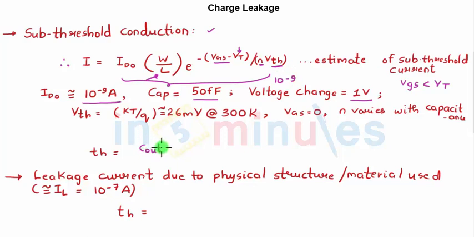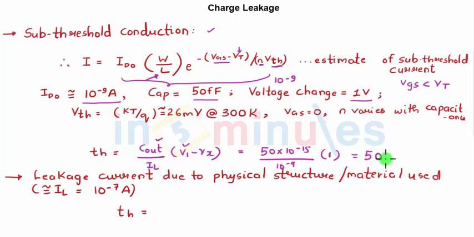So this is nothing but C_out upon I_L into (V1 minus Vx). V1 minus Vx is the same, C_out is the same, only I_L changes. So this is nothing but 50 times 10 raised to minus 15 upon 10 raised to minus 9 into 1. When that's the case, you get your hold time reduced to 50 microseconds. So you understand that you will need a minimum frequency for your circuit to operate. I'll explain this term, what do you mean by minimum frequency, very shortly in the further clips.